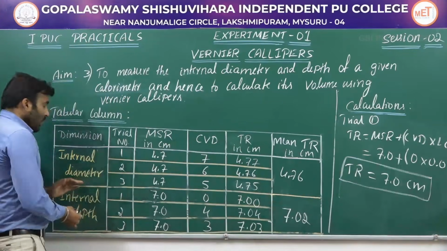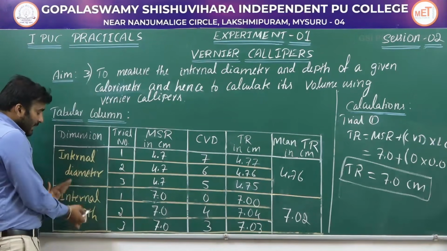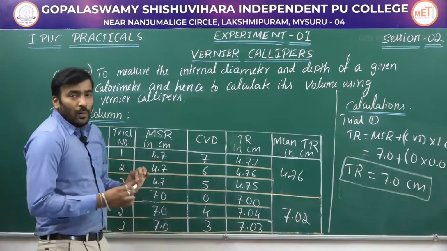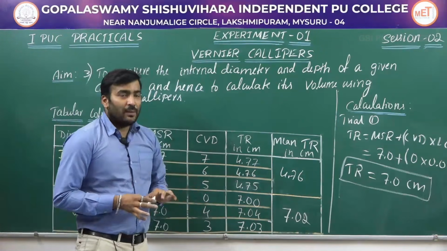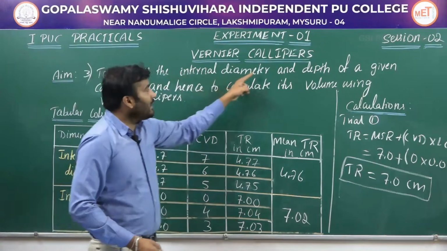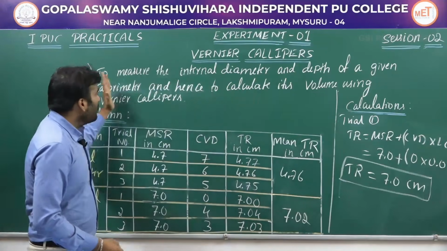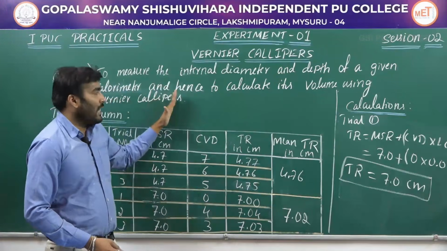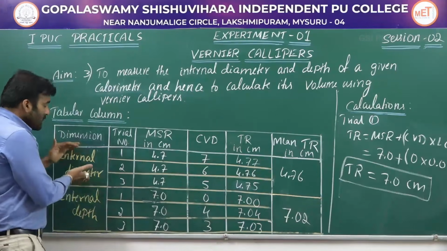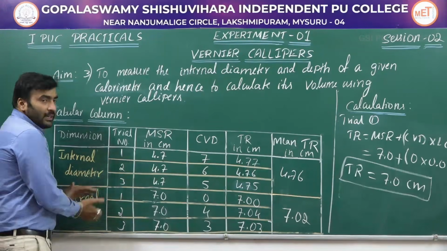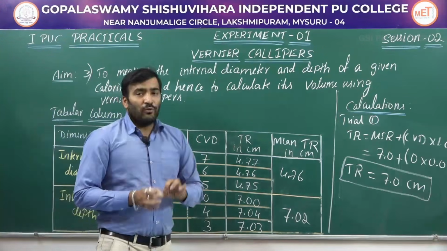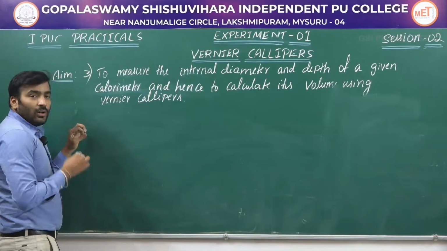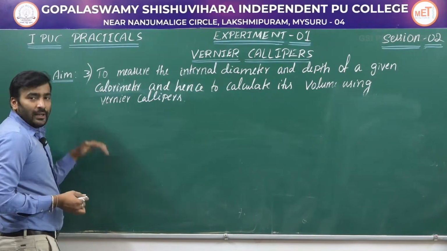So now we have got the values of internal diameter and internal depth. But the aim of this experiment is to measure the internal diameter and depth of a given calorimeter and hence to calculate its volume using vernier calipers. So we have calculated the values of internal diameter and internal depth, but we need to find its volume. Now let us write the values of internal diameter and internal depth.